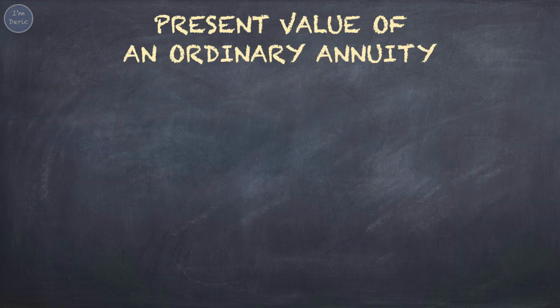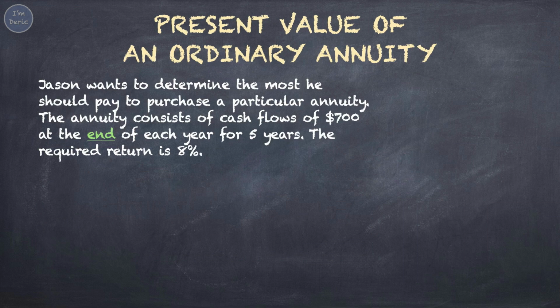Let's look at another question. Jason wants to determine the most he should pay to purchase a particular annuity. The annuity consists of cash flows of $700 at the end of each year for 5 years. The required return is 8%. So to determine the most he should pay, that means how much he should pay now, that is, PV.